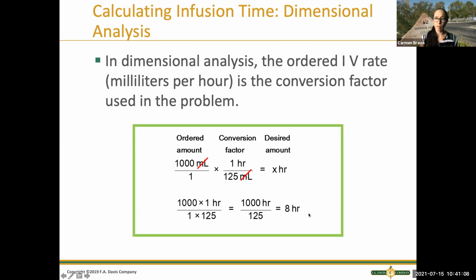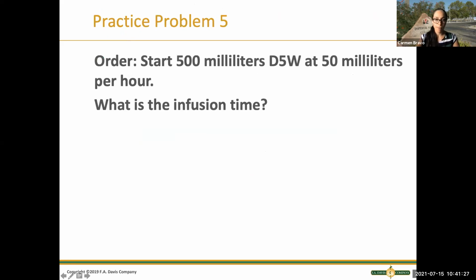Okay, everybody clear on that? To calculate the infusion time, we just divide the order amount by the rate, the 125, and then we get how many hours or minutes before it's completed. How about you guys work that one for me?